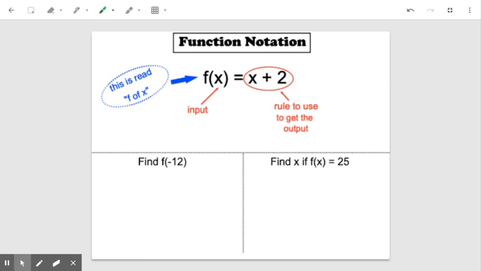Hi everybody, it's Miss Mac here with a quick review on what function notation looks like and how we go about using it. So first of all, I want to remind you that this up here in black is what we call function notation.